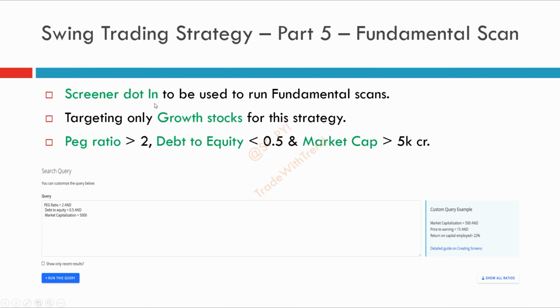I'll be entering this in front of you in a slide later. So these are the conditions that we need to put. That is, PEG ratio should be greater than 2 and debt to equity should be less than 0.5 and market capitalization should be greater than 5,000 crores. After you enter this query, just click on this button and you would get a list of stocks. I'll be showing you how to do this in just about a minute.